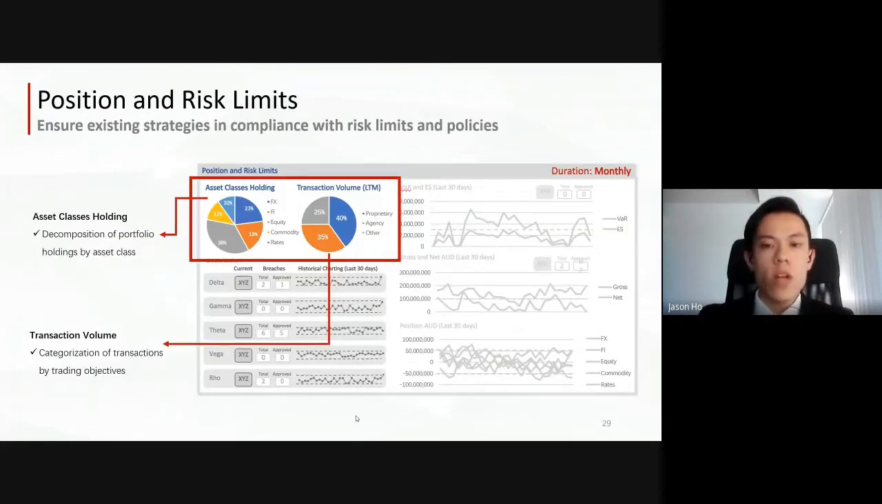Now, to ensure that these desks are trading in compliance with their business strategy and their risk appetite, we want to monitor their trading volumes and the positions across different assets. For all of these measures, we've seen a lot of them before, but on the operational dashboard, our focus is on ensuring that these risk limits are adhered to.